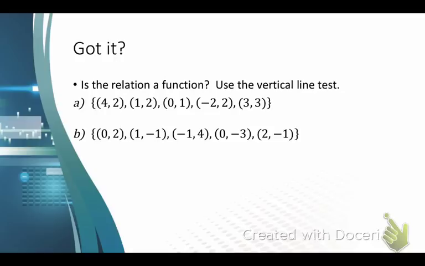All right, welcome back. Your answers here. A is a function. It does pass the vertical line test. And part B is not a function. It does not pass the vertical line test on the 0 line, or the y-axis. All right, so let's keep going here.